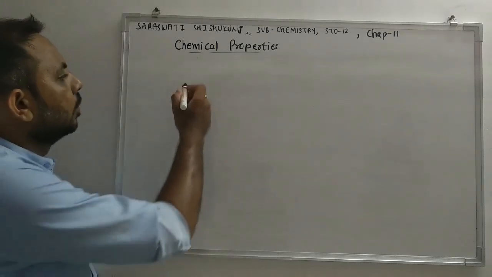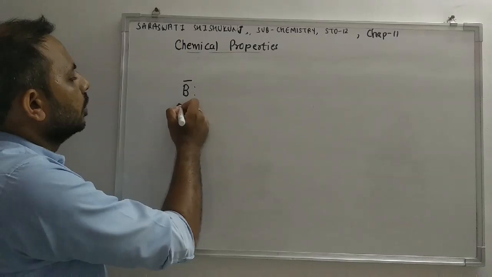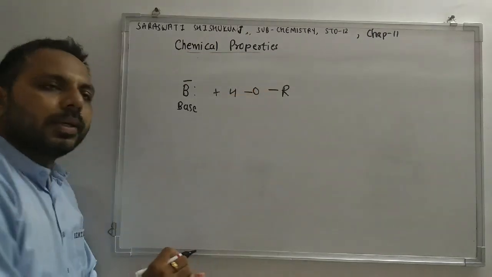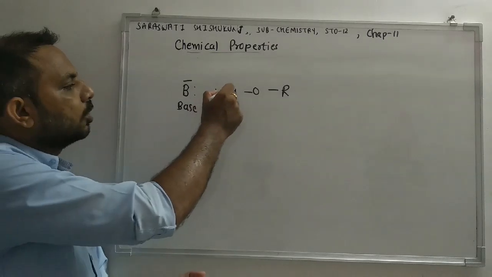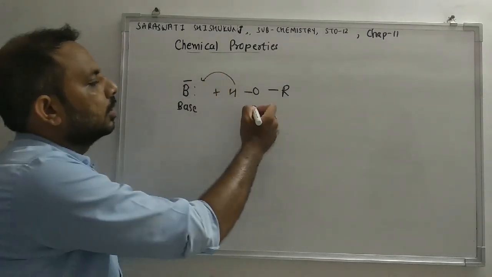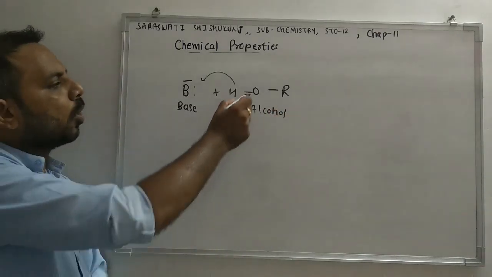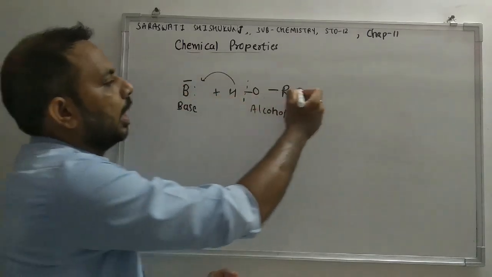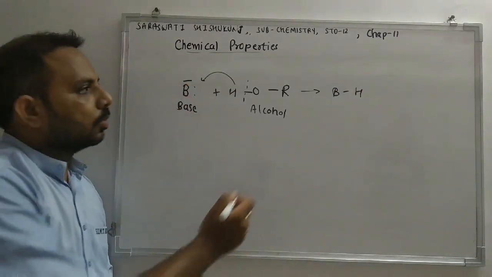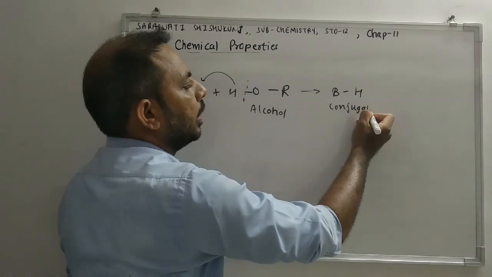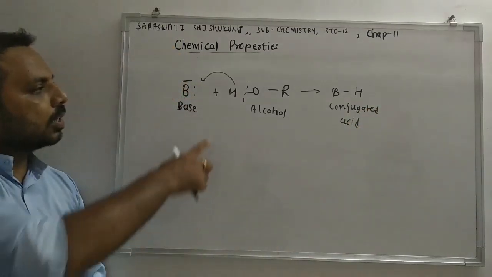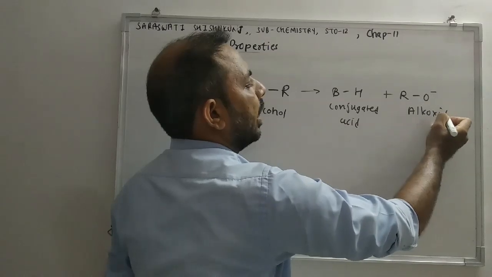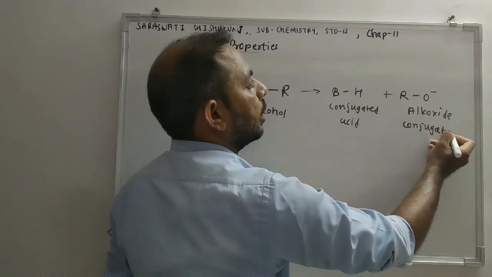Let's understand this by one example. So, we have got a base, and alcohol, we are writing like this. As we know, this H plus is donated by this alcohol, and the bond between O and H is broken. So this H plus of alcohol is donated to the base, and it will form a product like this. So this is the conjugate acid. Now what is left? This bond is broken, so RO minus is left. So alkoxide is left, and it can act as the conjugate base.